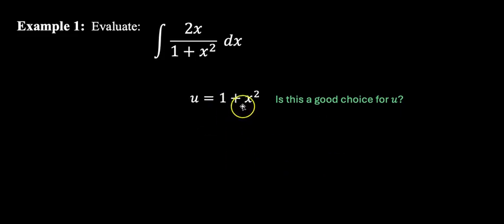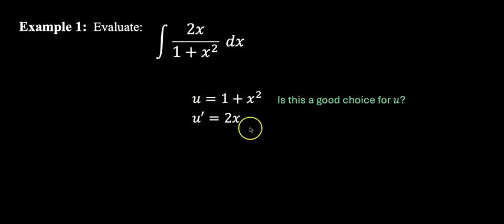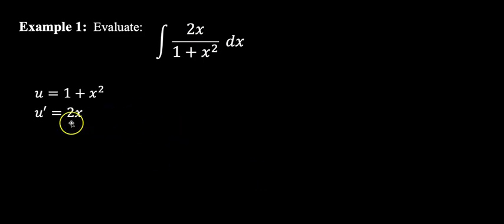What about u equals 1 plus x squared? Is that good? Well, let's find u prime. U prime equals 2x. Do we see that in our integrand? Yes, right here. That's a good sign. Let's check and see if this would work. For this to work, when we substitute in for u and for dx, we have to have something that we know how to integrate.